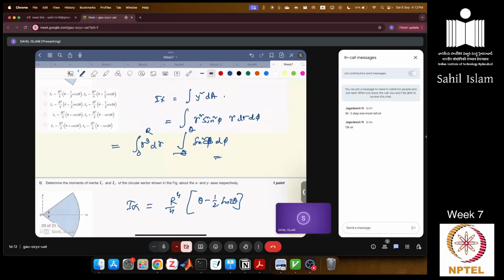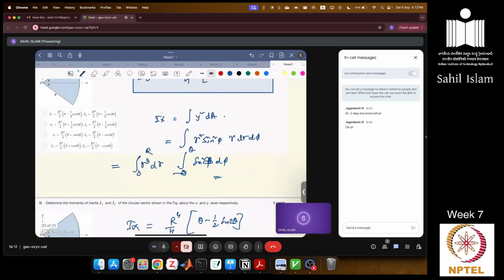I guess you can do this integral in the same way I have shown for the first integration. Any questions? Questions or doubts or anything?